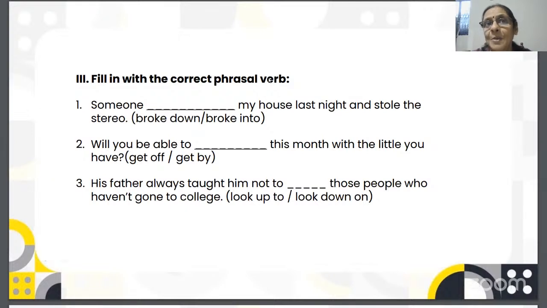Broke down means some machine is not in a working condition, it is destroyed, or it is not in working condition. Then you can say it broke down, my car broke down, etc. Will you be able to dash this month with the little you have?